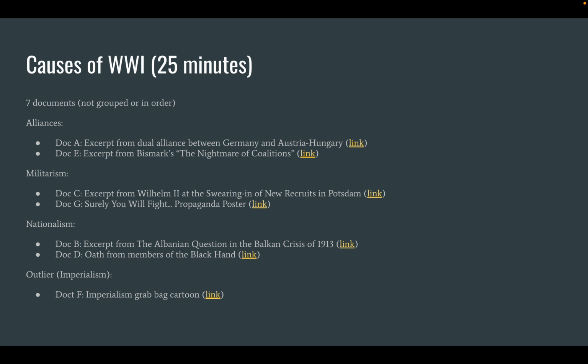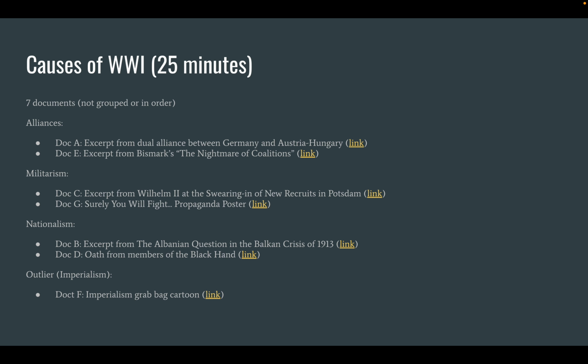I think it's important that the documents are only labeled with the letter, document A, document B, document C. I also think it's important that they are not in order. And there's no indication of what the topic of the document is about. So when students begin reading it, they're reading it with this mindset that they need to identify something. They don't necessarily know what it is, but they know that it's related to World War One.